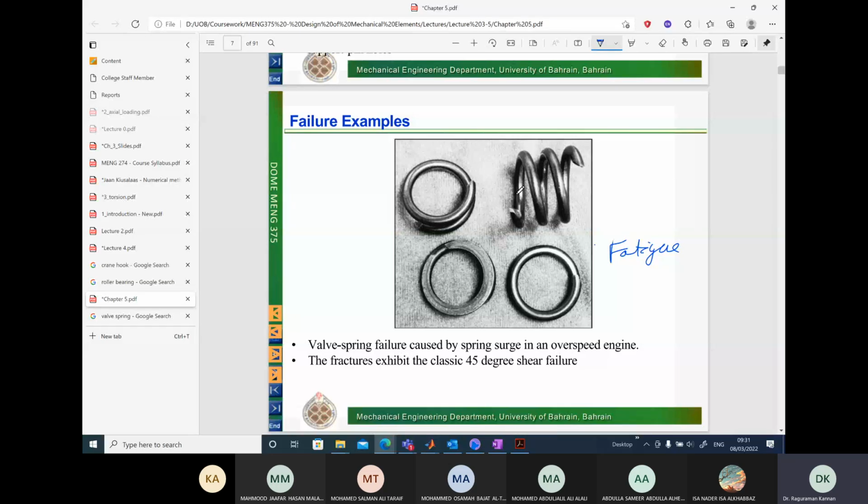Now the spring materials are made out of metals and alloys which are plastic, and because of that you have a 45-degree failure. There is shear stress applied onto the springs. We will see in the spring chapter how shear stress acts on these springs, and because of that shear stress we have a failure.